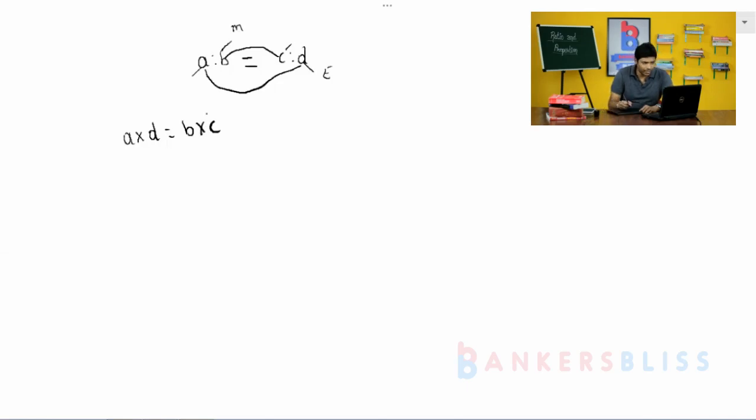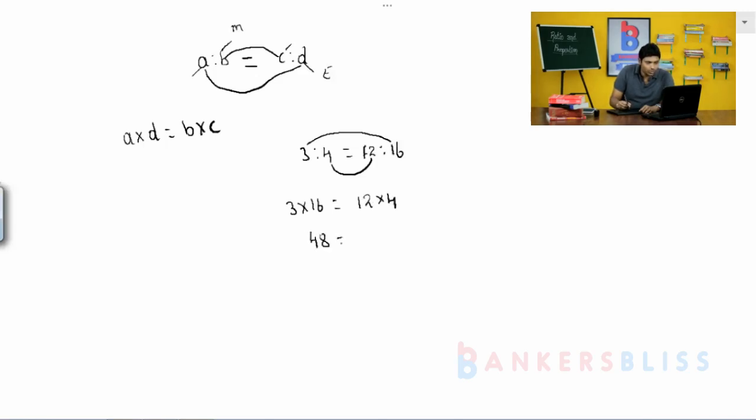You may take an example. Consider 3 is to 4 is equal to 12 is to 16. Here the product of the two extremes is equal to the product of the two means. Therefore 3 into 16 is equal to 12 into 4, which means 16 threes are 48, equal to 12 fours are 48. So 48 is equal to 48.